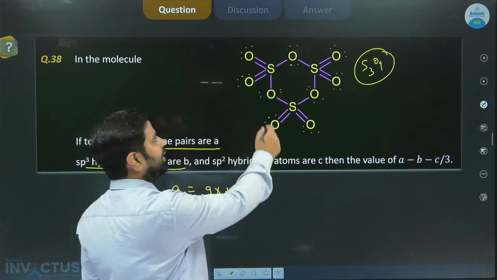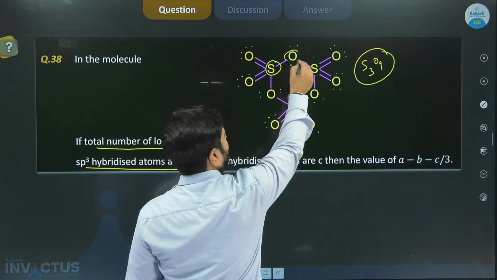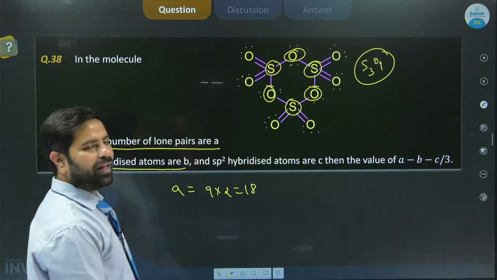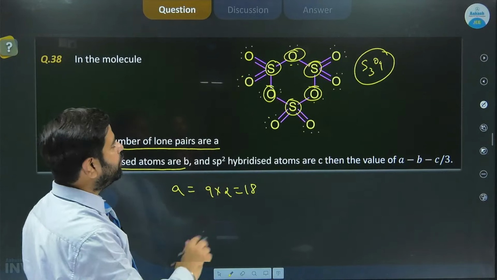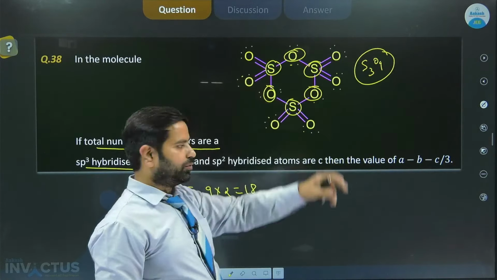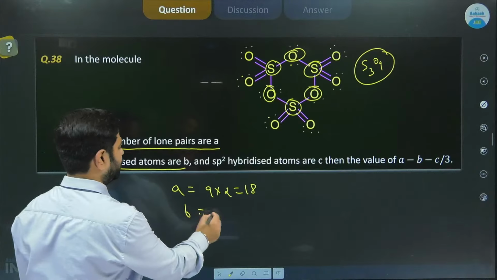So all ring atoms are sp3 hybridized, because oxygen is having 2 bonds and 2 lone pairs, and sulfur is making 4 sigma bonds. So 6, B equal to 6.